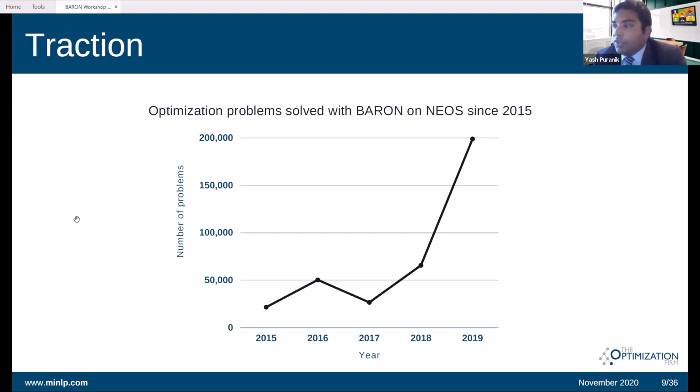And we have some stats for the number of problems users have been solving with Barron on the NEOS server. And you can see now that in 2019, that number has shot up to 200,000, and we might expect even more in this calendar year. So this makes me optimistic that people are finally realizing the value of nonlinear, non-convex programming and are turning their attention towards this field.